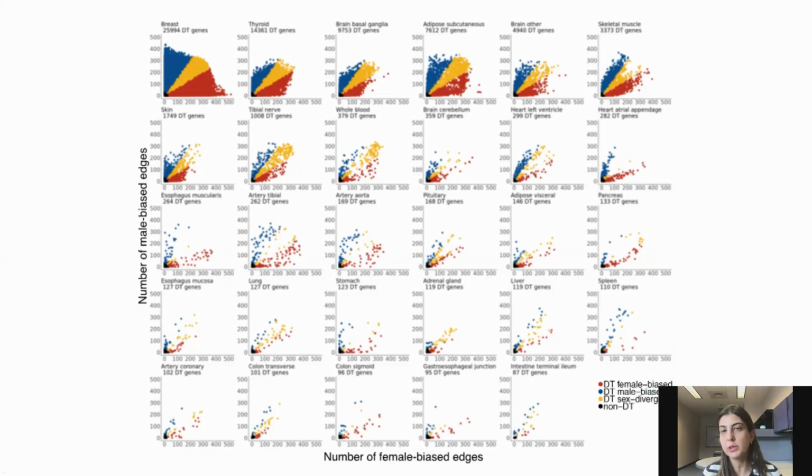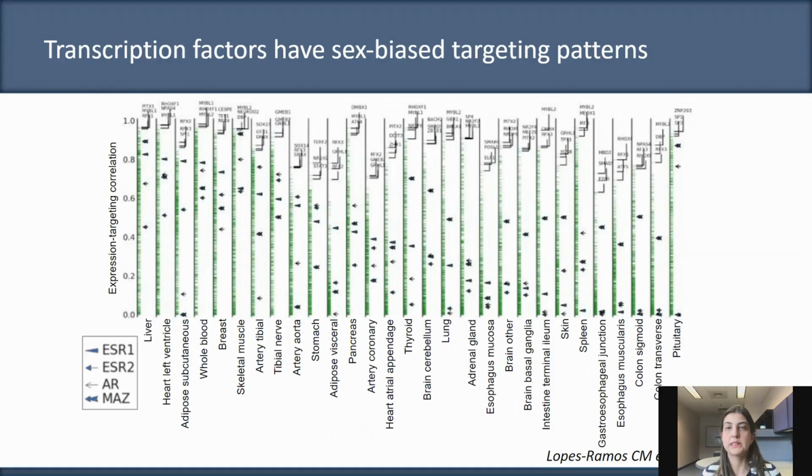Right? So we found the genes that were being differentially targeted by transcription factors, and then we identified the transcription factors that were driving the sex-biased regulation. At the top of this figure, you see the top transcription factors in each tissue that were differentially targeting genes in that tissue. And we also highlight in this figure by arrows the sex hormone receptors. And you can notice that the sex hormone receptors are not always at the top of the list. So this tells us that the sex hormones are not the only mediators of sex-biased regulation. There are a lot of other transcription factors in play here.